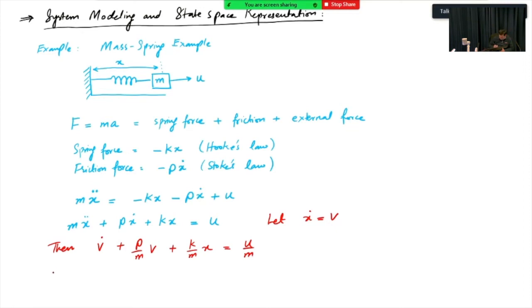So the system will be defined by x dot equals v and v dot equals minus k over m x minus rho over m v, and there is a plus u over m, right. So that's your system.